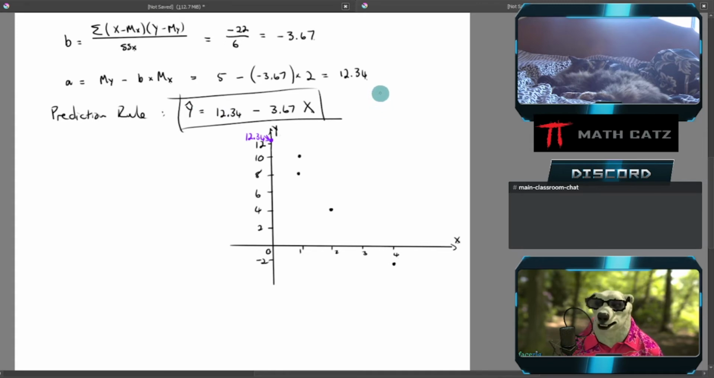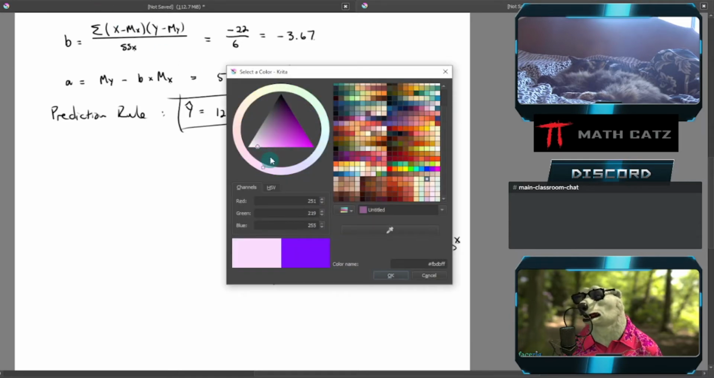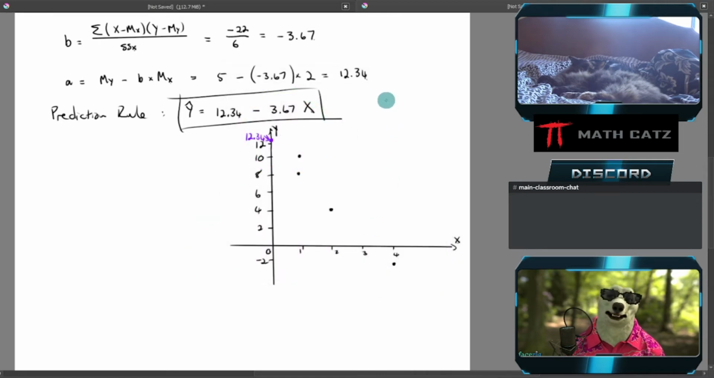I'm going to go a different color here. Let's change the color to maybe a pinky. Pinky. There we go. So for that one, we're going to set the output at 0. And then we solve for x. Again, not the only way, but to do it by hand, finding 2 points is one of the simpler ways.